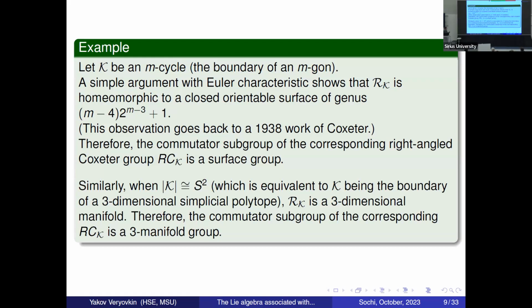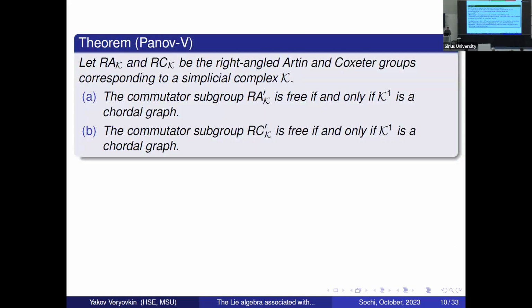Similarly, when the geometric realization of the simplicial complex K is a two-dimensional sphere, the rational moment angle complex is a three-dimensional manifold. Therefore, the commutator subgroup of the corresponding RCK is a three-manifold group. Okay.